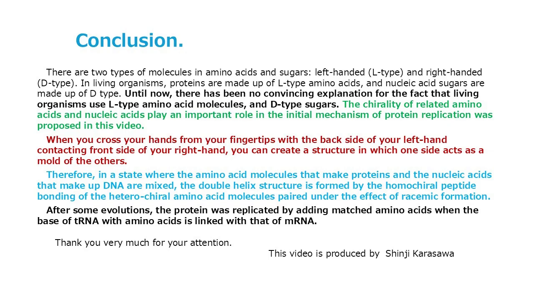When you cross your hands from your fingertips with the back side of your left hand contacting the front side of your right hand, you can create a structure in which one side acts as a mold of the other. Therefore, in a state where the amino acid molecules that make proteins and the nucleic acids that make up DNA are mixed, the double helix structure is formed by the homochiral peptide bonding of the hetero-chiral amino acid molecules paired under the effect of racemic formation. After some evolutions, the protein was replicated by adding matched amino acids when the base of tRNA with amino acids is linked with that of mRNA.